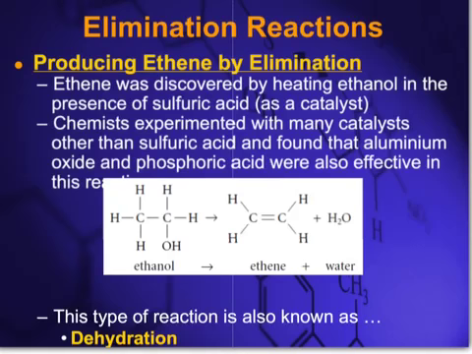Another way to produce ethene is by the dehydration of ethanol. In fact, this was the way that ethene was first discovered. It was being heated in the presence of sulfuric acid, which provides hydrogen ions, which is used as a catalyst. Further experiments have determined that phosphoric acid and aluminum hydroxide can also serve as catalysts. And again, because water molecules are produced as a product, this type of reaction is a dehydration reaction.